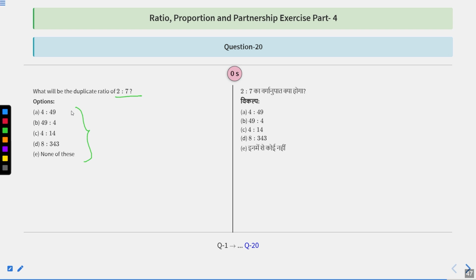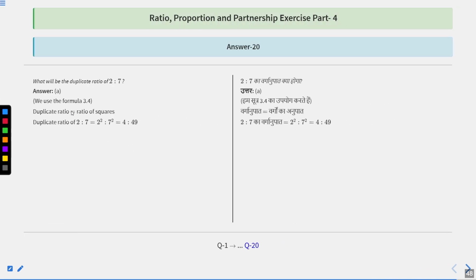Now time's up. Let's see the solution. Again we are using formula 3.4 in this question. In this formula we know that duplicate ratio is equal to the ratio of squares. We have the ratio 2:7, so the duplicate ratio will be the square of this ratio. Squaring it, 2 square ratio 7 square, it becomes 4:49, so A is correct.